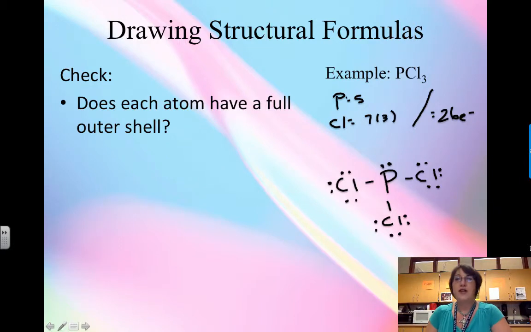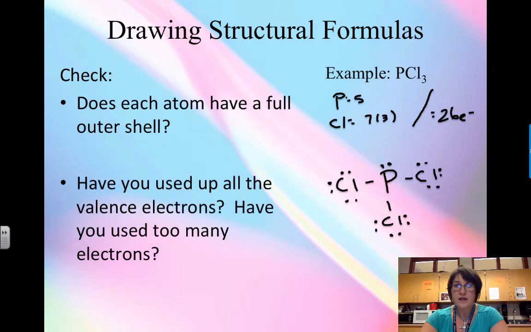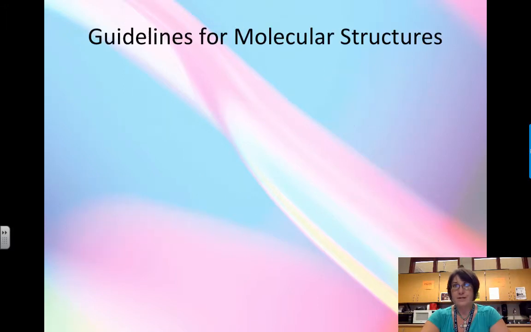Now we're going to check our formula and make sure that, first of all, every atom has a full outer shell. And then secondly, did we use up all of the electrons? We just counted them. We have 26 electrons. We didn't use too many, and we didn't use too few. So everything checks out great.